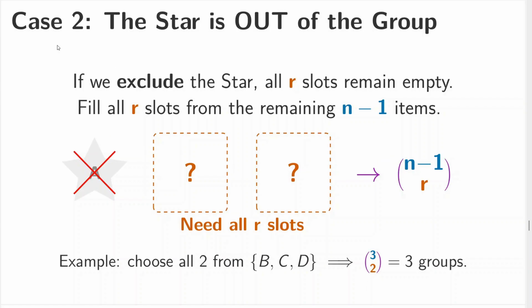Now, let us consider case 2. The star is out of the group. If we completely exclude our special star item, then all r of our slots remain empty. We must carefully fill all r slots strictly from the remaining n minus 1 items. Visually, we see question marks for all the slots we need to fill. Mathematically, this is expressed as n minus 1 choose r. For example, if we need to choose all 2 items from our remaining set of B, C, and D, we are simply calculating 3 choose 2. This gives us exactly 3 possible groups.